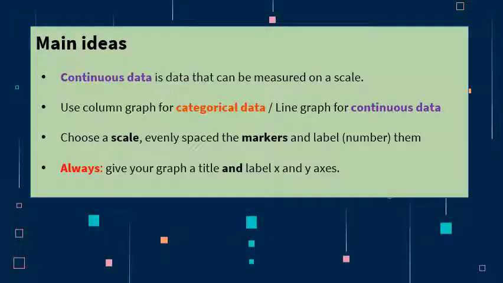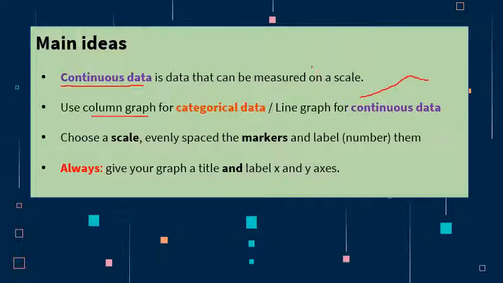Okay, so here are the main ideas. Continuous data is data that can be measured on a scale. That's things like time, length, weight, height, distance, money. They can all be measured on a scale. They can all go on infinitely. It's best to use continuous data for those, particularly if they're over a period of time. So line graphs are great for time series data where it's over time.